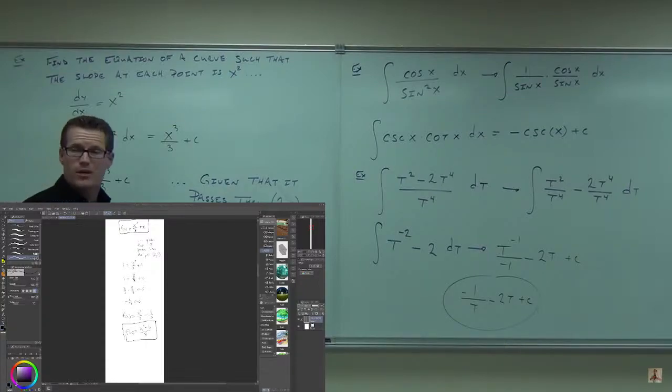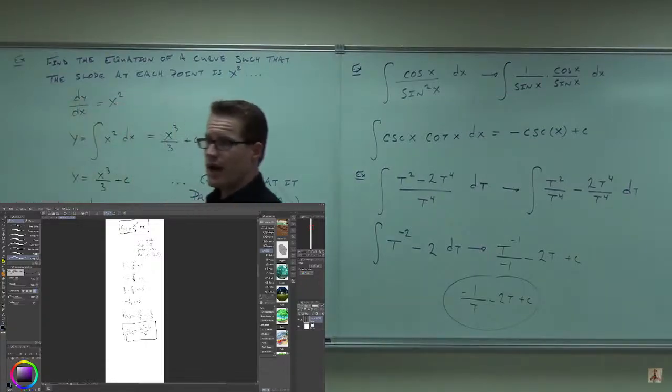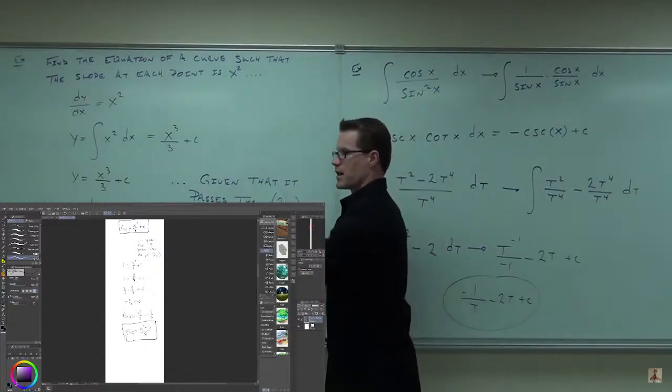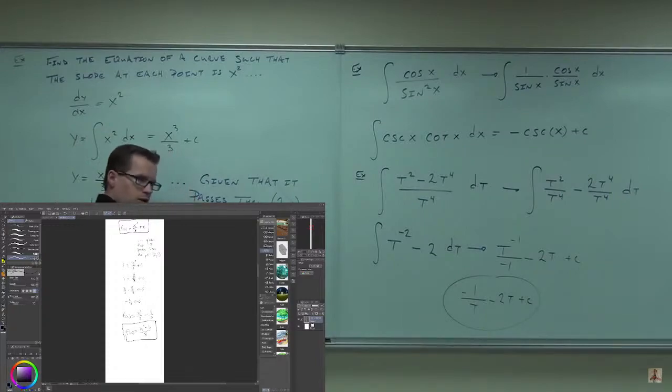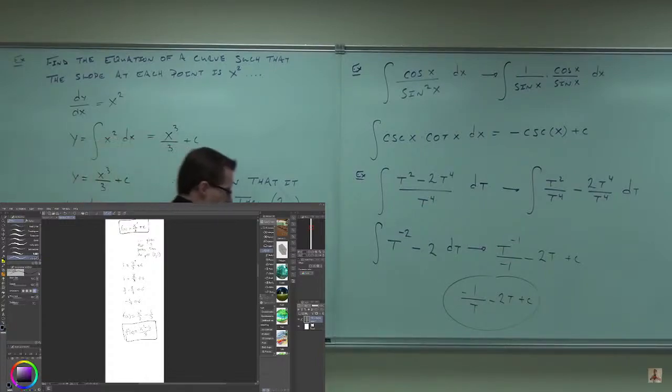How do I finish up a problem? Well, it's not that hard. You now know what C is. Here we were stuck without a C, so if I want to finish this off, I go back up to here. I know the equation, so that when I take the derivative of it, it gives me x squared, and it goes through this point. It's y equals x cubed over 3, and then what? That's right.